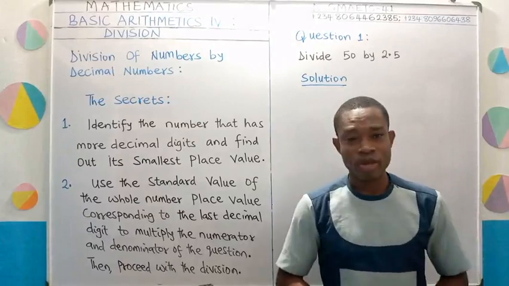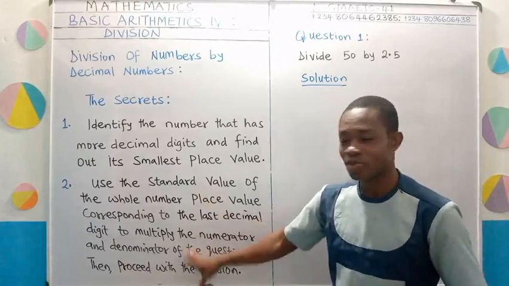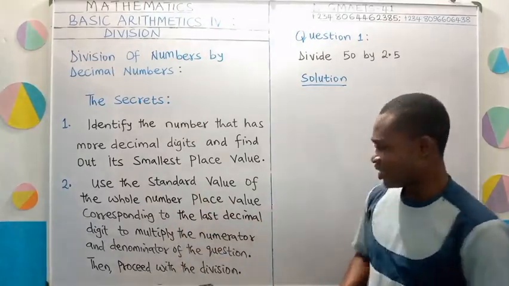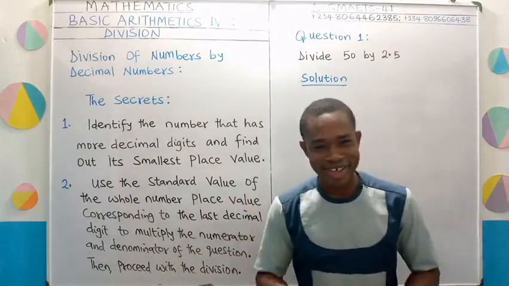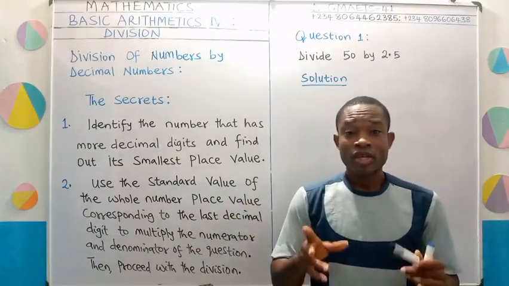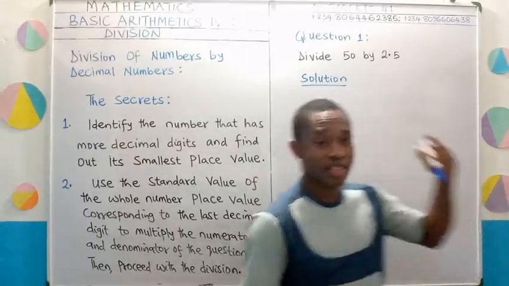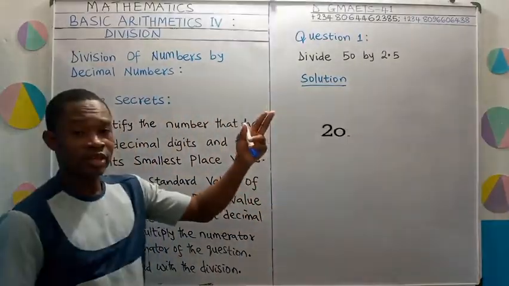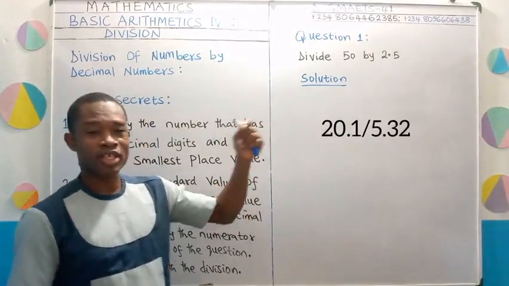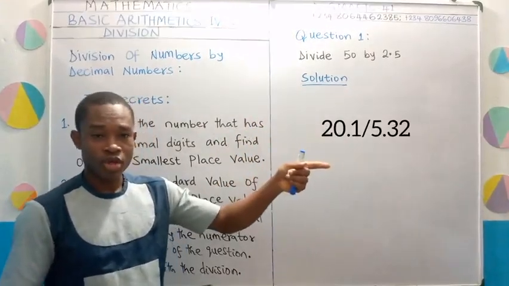Now I'm going to explain what I mean by this point 2, this secret number 2, because the sentence is a bit long. So what do we mean by that? I know that in the problem I'm solving, just like this example I gave to you, the denominator is the number that has more decimal digits, 5.32.